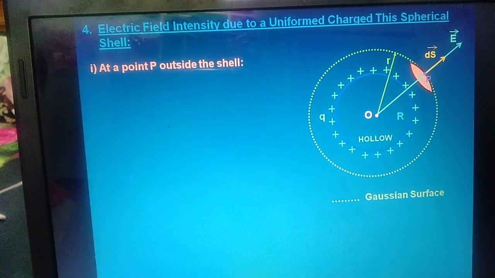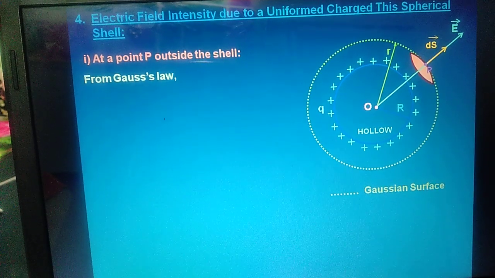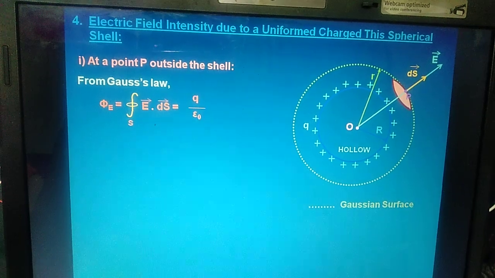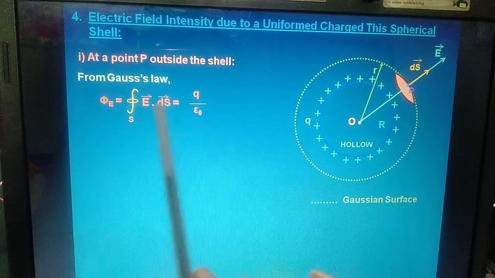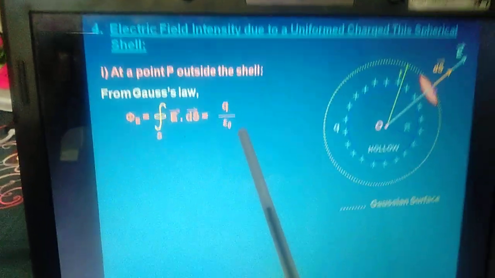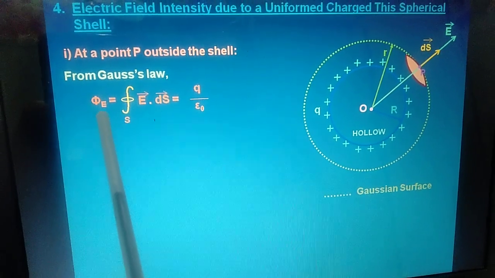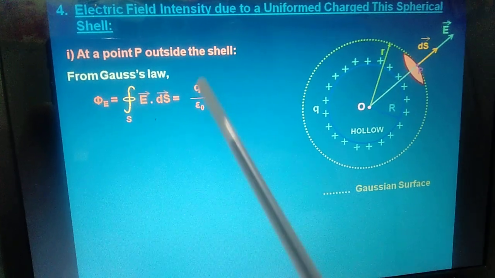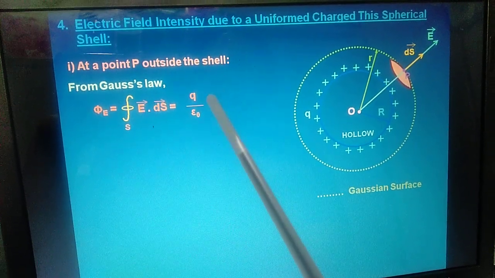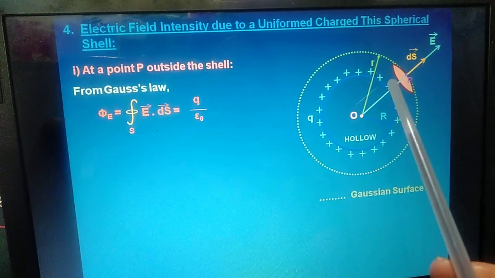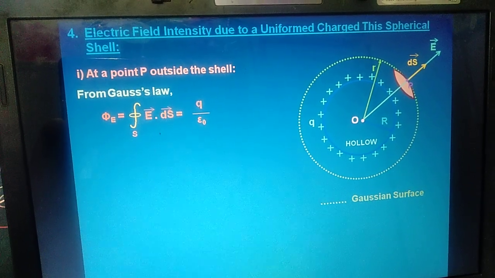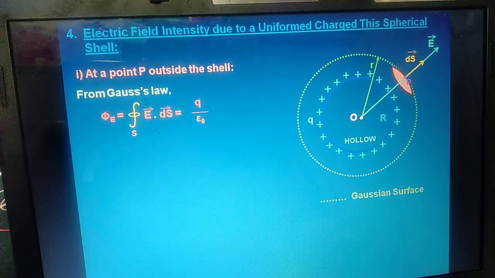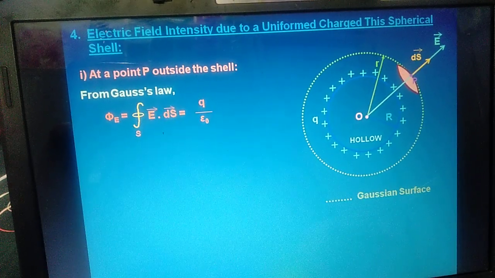Now we'll apply Gauss's theorem. From Gauss's theorem, you know that the closed surface integral of E dot ds is equal to Q by epsilon naught, and this phi is also called the flux. Q is what? First of all, you know that sigma is Q by S, already discussed in the last derivation, and Q will be equal to sigma times S. One thing you clear it.